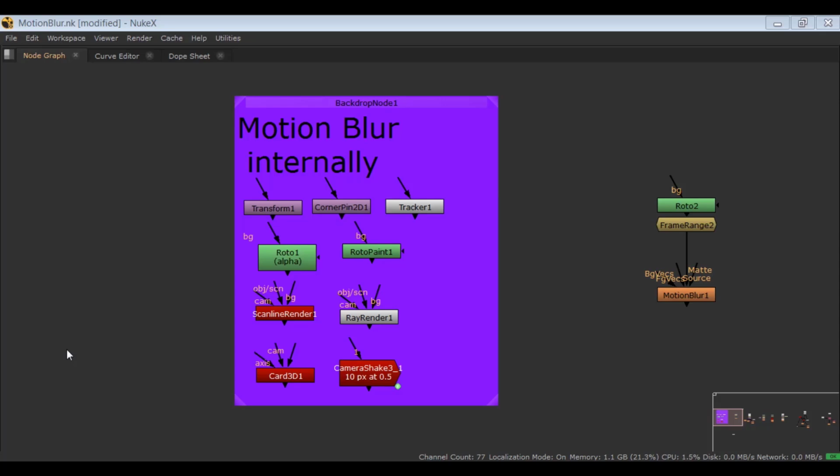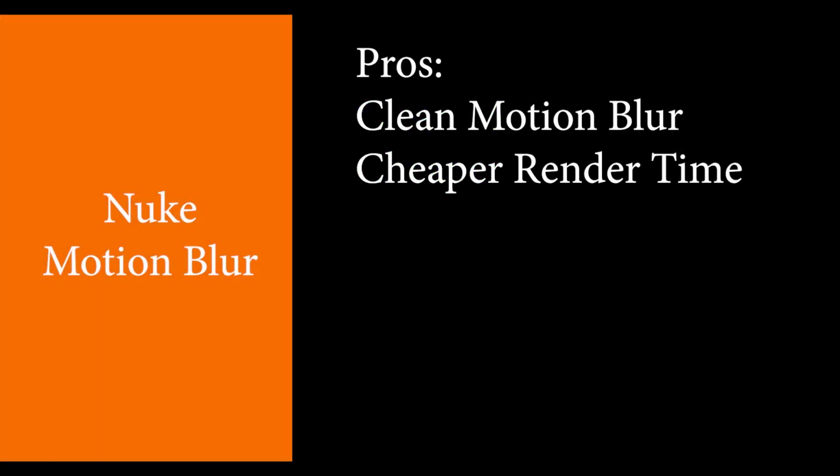Rendering with motion blur increases the render time, but as quality and accuracy are the most important factors in production nowadays, they don't rely on the motion blur to comp. Adding motion blur in comp has some advantages and disadvantages. Some of the pros of adding motion blur in comp are clean motion blur with no noise, and the render time will be much cheaper.